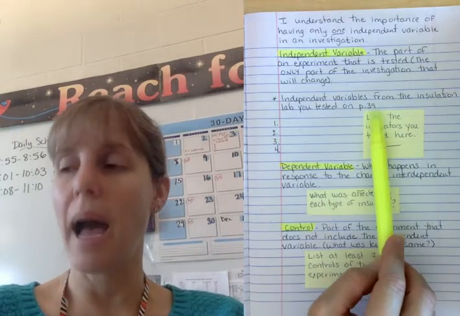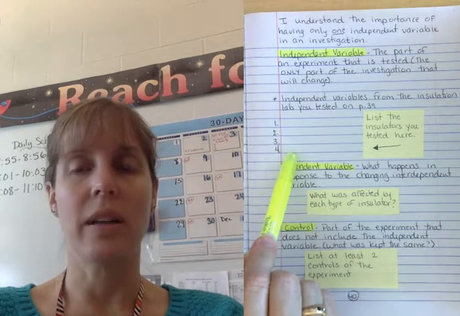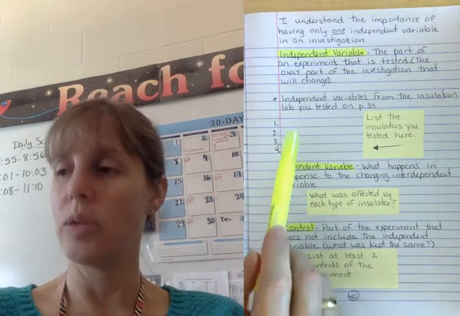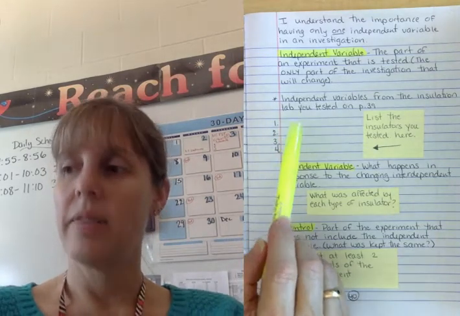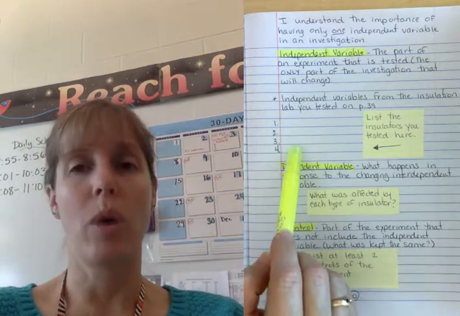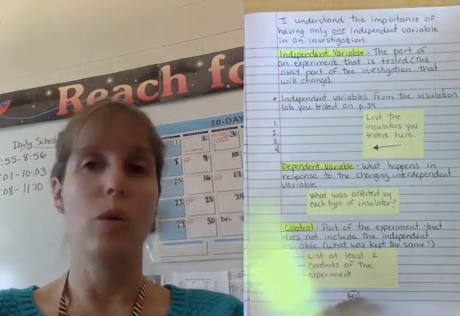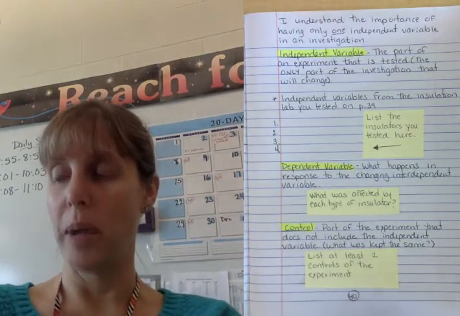So you want to look back at your notebook, page 39. You tested 4 different kinds of insulators. The first one you tested was fiberglass. The second one you tested was brick. And then you were able to choose your third and fourth type of insulator. Okay? And then you wrote a conclusion and you submitted your notebook page to me.